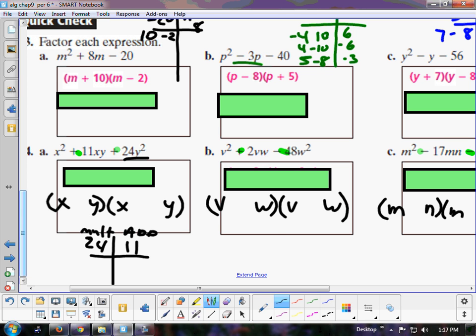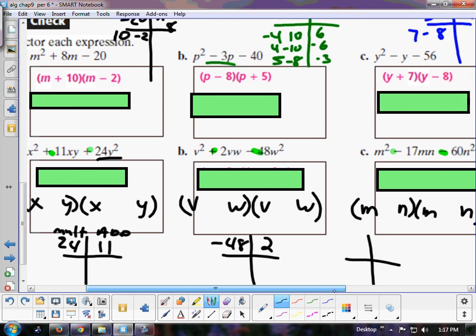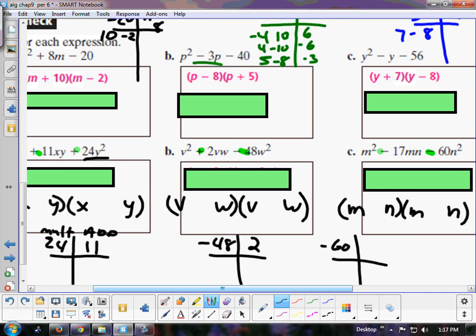Okay, looking at this one here, I'm not going to do the answers just yet. What do we multiply to be? What number do we put in the multiple side? Multiply 24, add to 11. Multiply to be 40, negative 48, add to 2. Multiply to equal negative 60, add to be negative 17.